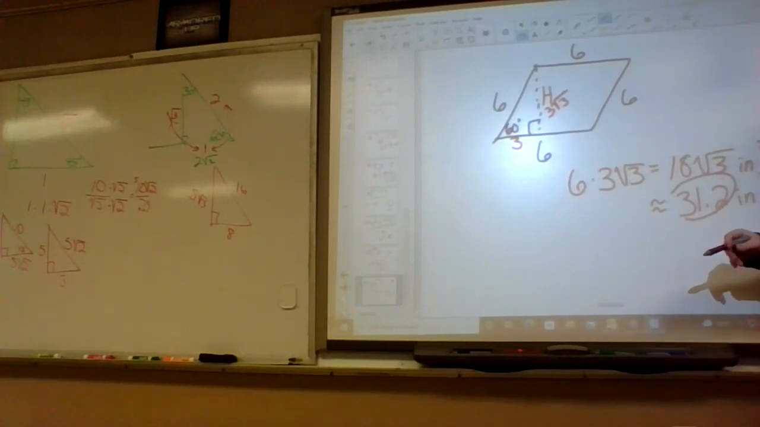How did you get the 31.2? 18 square root of 3 and, well, depends on what calculator you have. On that calculator, yeah. Maybe fraction to decimal would work. You might have to change the mode. Somebody, do you know how to change it to decimal on this one without changing the mode? Yeah. What did you hit? Do a second? No, I don't think so. Thanks, Mom. All right.